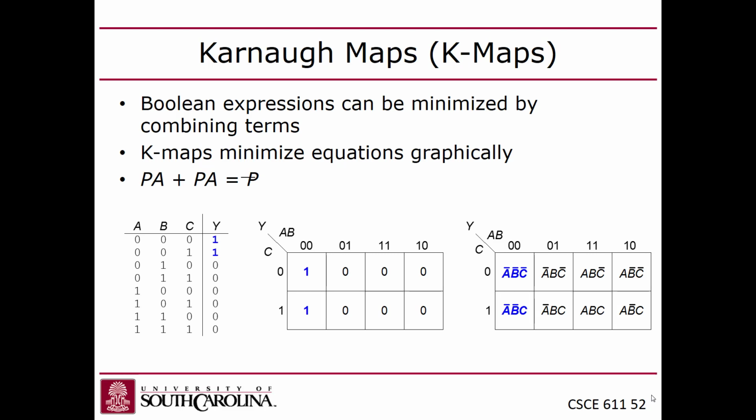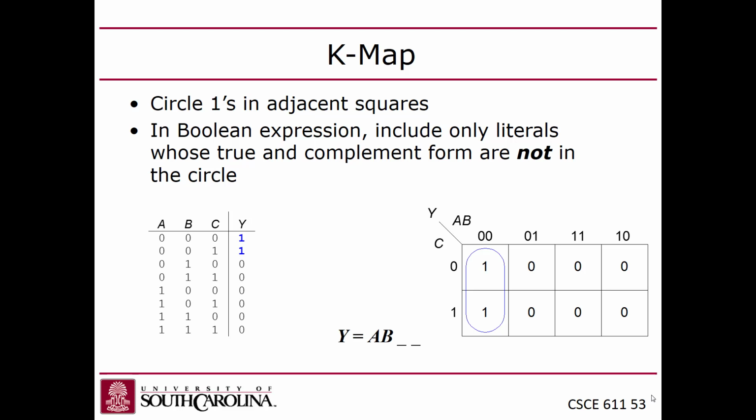Okay, so you can minimize these by grouping together adjacent ones. Your goal is to create these implicants where, if you circle these 2, A and B are both false, and C is both true and false. So as such, C is redundant in this case, and I can minimize that out. And these bars should be above A and B. Need to fix that too. Sorry.